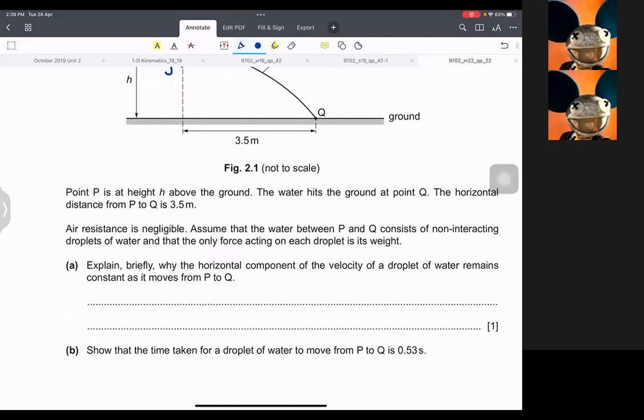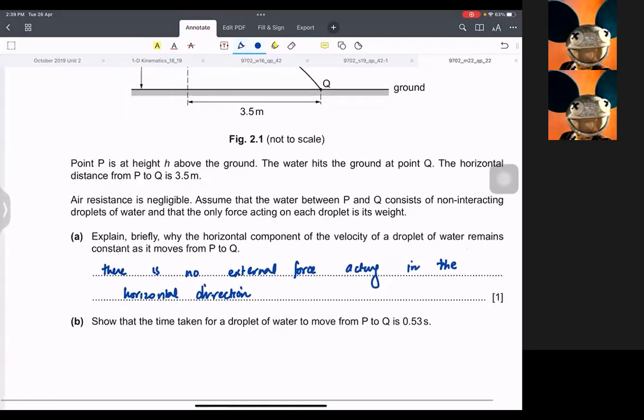So you can always say there is no external force acting in the horizontal direction. If there is no external force, that means it won't change its speed.